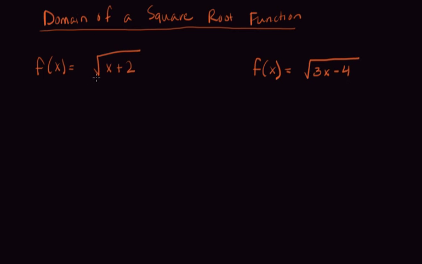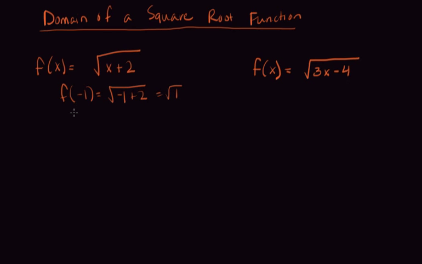f of x equals the square root of x plus 2. So if we have the square root of x plus 2, I want to make sure that this number under the square root is never negative. So if x is 0, that's okay because it's the square root of 2. If x is negative 1, that's okay because it's the square root of 1. Negative 1 plus 2 is just 1. So if we have f of negative 1, that works because we have the square root of negative 1 plus 2, so that would be the square root of 1.